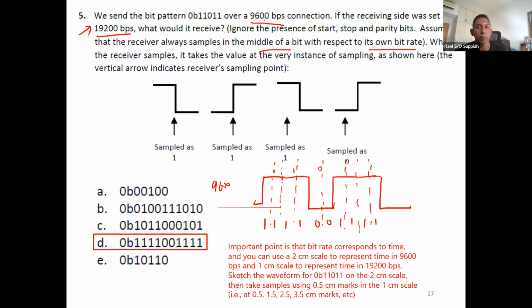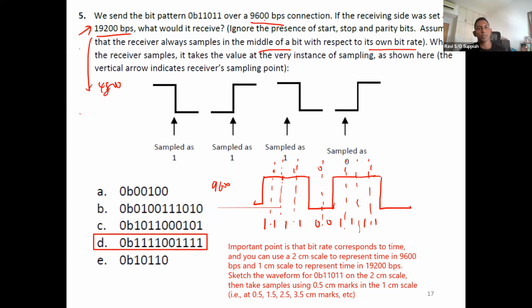Yes, it is half the bit rate. So 2 symbols will represent 1, correct? If we take this interpretation, let's say now instead of 19,200, it is 4,800. That means it's half, correct?